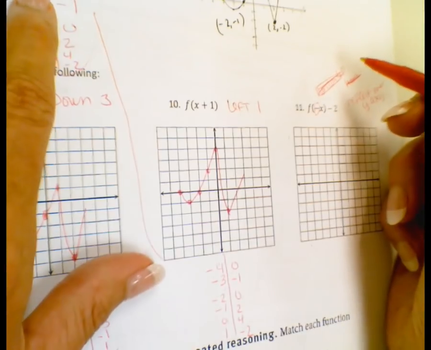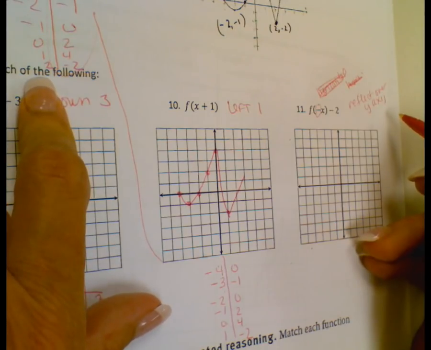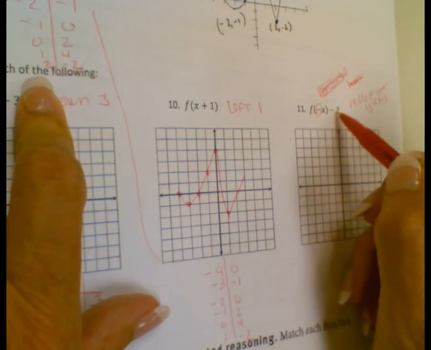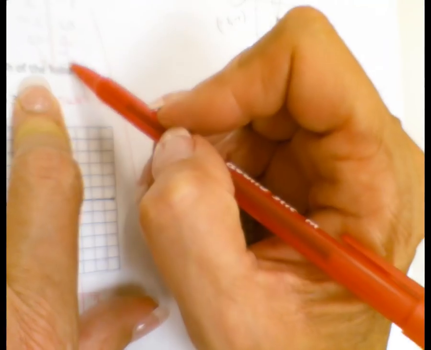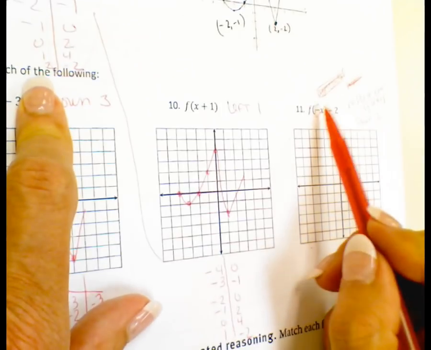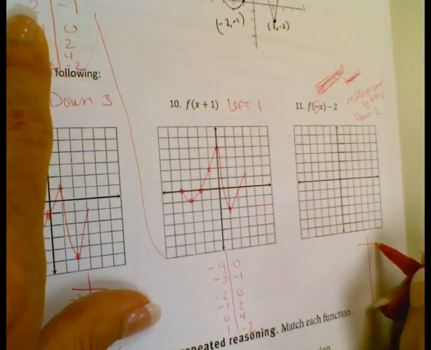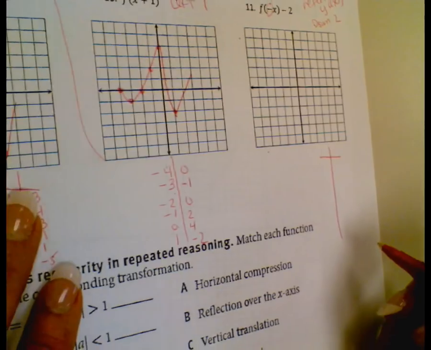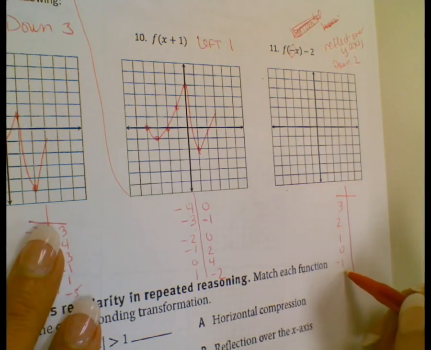So from the original, a reflection over the y-axis means change all of the x's to their opposite. But then this one says down 2. That one means you're going to change all the y's by subtracting 2. So we're going to do 2 switches. First thing we're going to do is reflect it over the y-axis. That means we're going to change all of those original x's to their opposite. So it's going to be 3, 2, 1, 0, negative 1, negative 2. Look at the original.